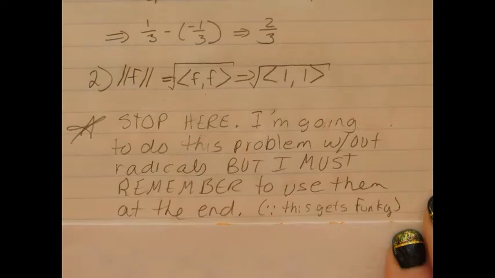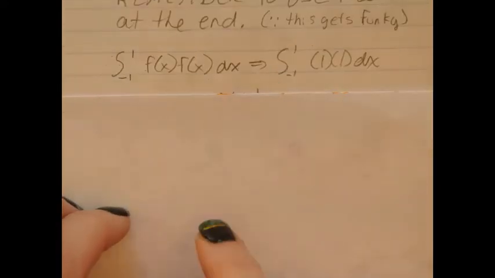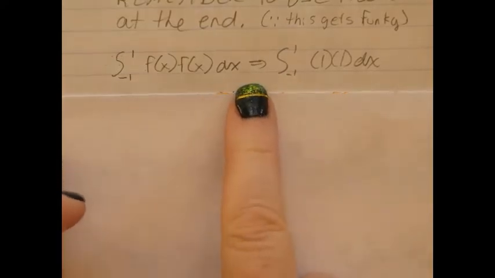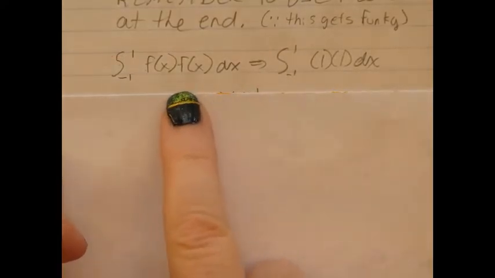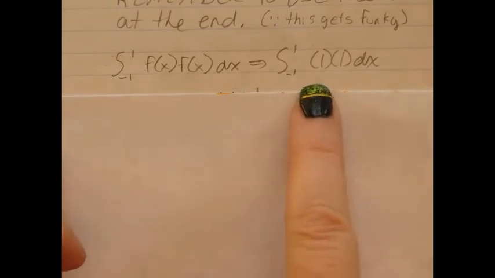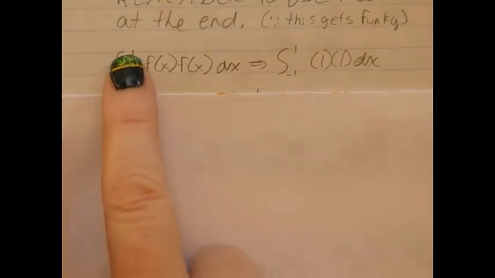So let me show you why it gets a little funky. Because I don't want to take the square root of an integral. That's why I don't want to do it. So as I'm doing my integral, I'm just going to do the regular calculus. Okay, you got f of x times f of x, 1 times 1. My integrand is still the same.